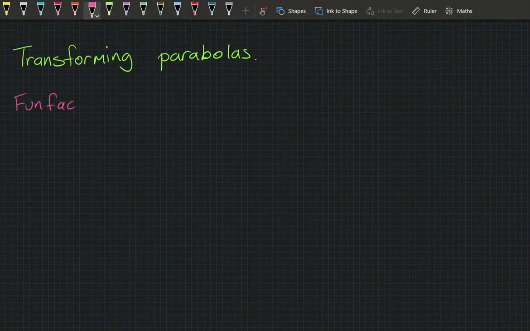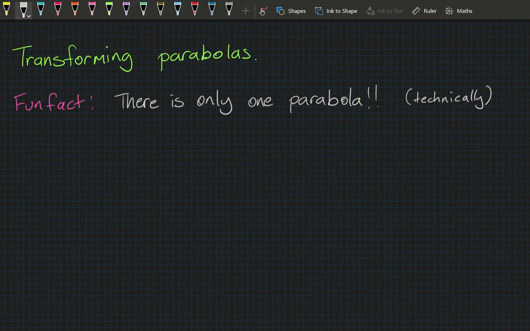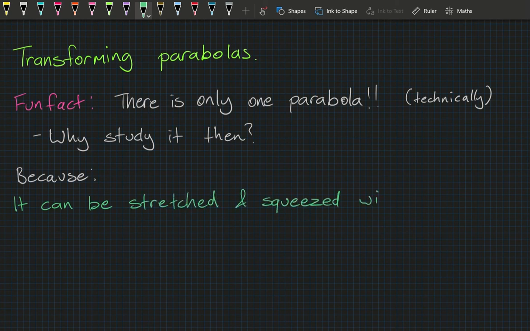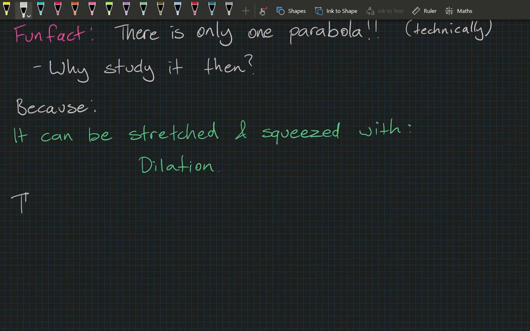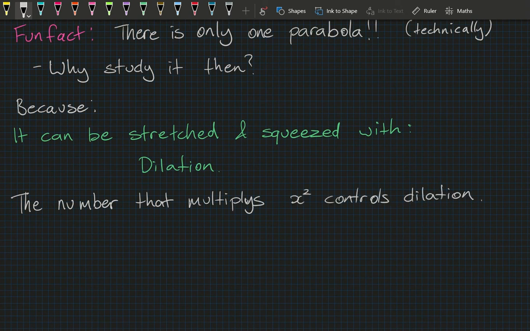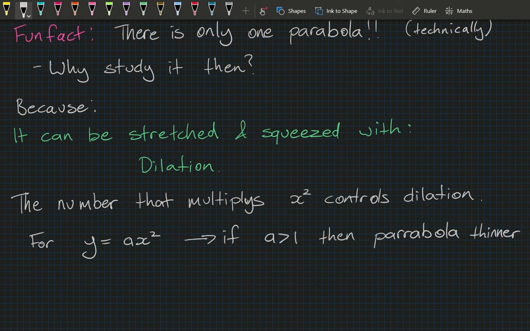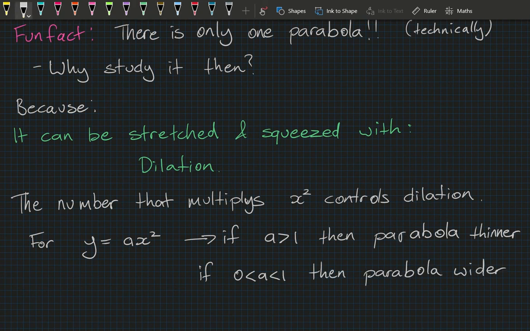Okay, here's a fun fact. There's only one parabola, technically. So why should you study it then? Well, that's because it can be stretched and squeezed with dilation. The number that multiplies x squared controls dilation. So for y equals a times x squared, if a is greater than 1, the parabola is thinner. If a is between 0 and 1, then the parabola is wider.